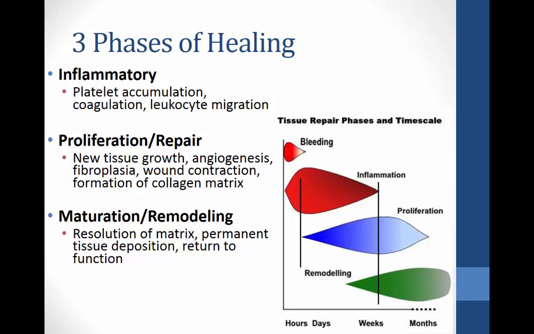As we begin discussing the three phases of healing, we start with the inflammatory process. We can see the inflammatory process in red. We can see that it overlaps the proliferation and remodeling phase. During the inflammatory phase, we will have platelet accumulation, coagulation, and leukocyte migration. During the proliferative phase, we are going to have repair, new growth tissue, angiogenesis, fibroplasia, wound contraction, and formation of a collagen matrix. At the final phase, we're going to have maturation and remodeling. We will see a resolution of the matrix, permanent tissue deposition, and return to function.